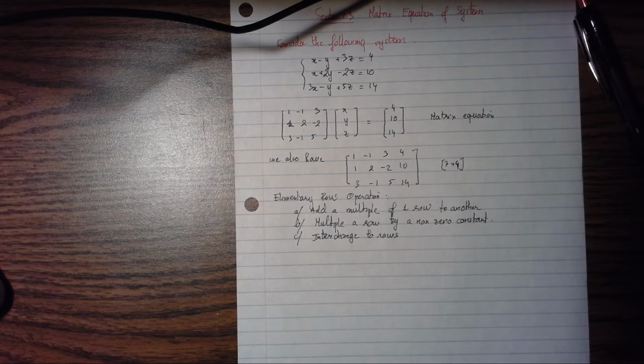Multiply a row by a non-zero constant. I mean we multiply each entry of the row by a number. Add a multiple of a row to another. It means that you can take one row and add a multiple to it. A multiple means that you multiply that row by a number.